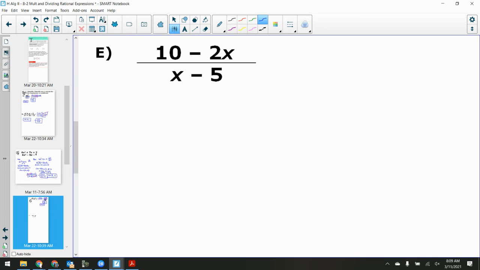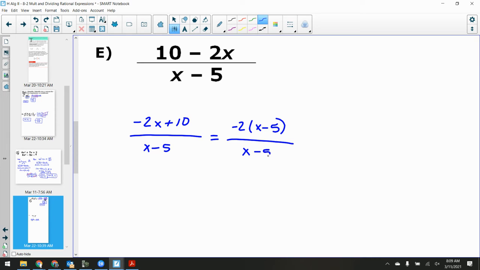Now let's take a look here. I'm going to put it into standard form again, negative 2x plus 10. And I see it leads with a negative, so I'm going to pull out the negative. GCF is negative 2, leaving an x minus 5 over an x minus 5. Okay, that's fully factored down. So what I can do now, cancel, leaving me with just a negative 2.